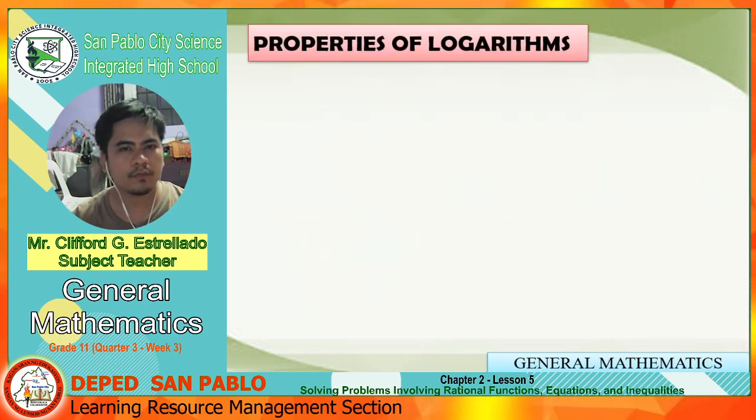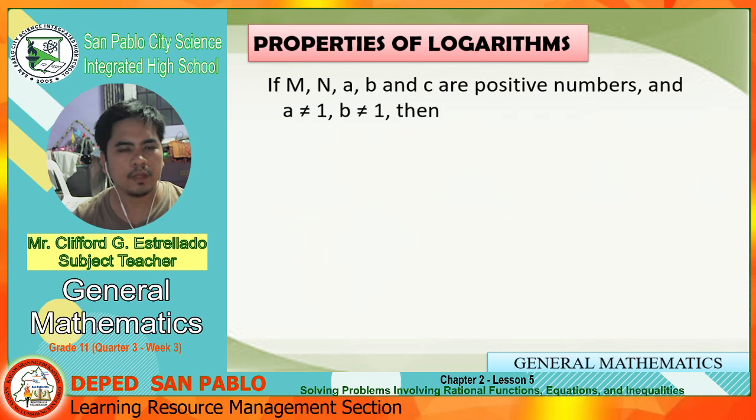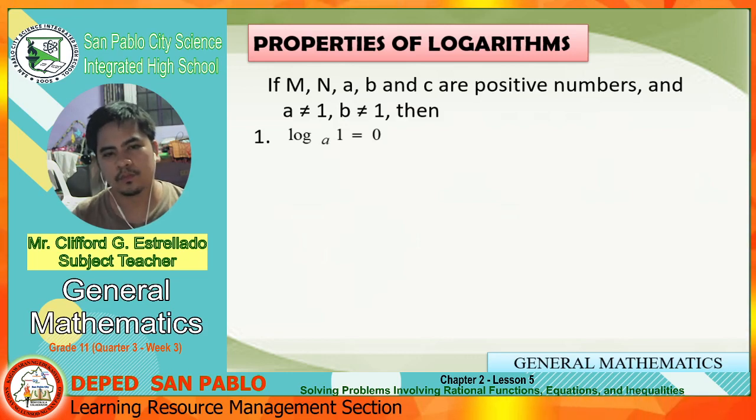So there are several properties of logarithms. If m, n, a, b, and c are positive numbers and a should not be equal to 1, b should not be equal to 1, then first property: logarithm of 1 with the base a is equal to 0. Meaning logarithm of 1 with any base is equal to 0, since any base raised to the 0 power is equal to 1.